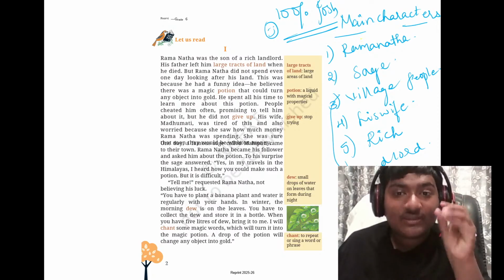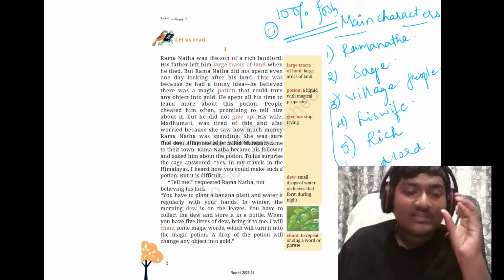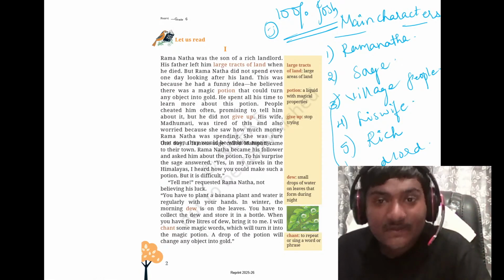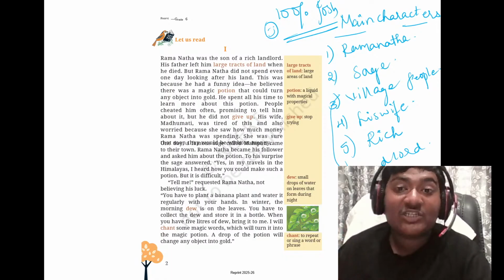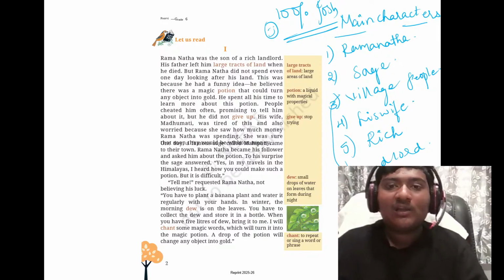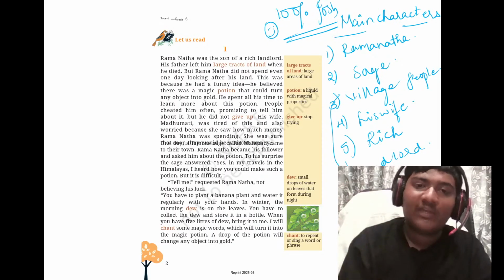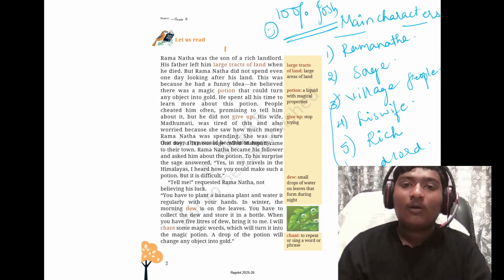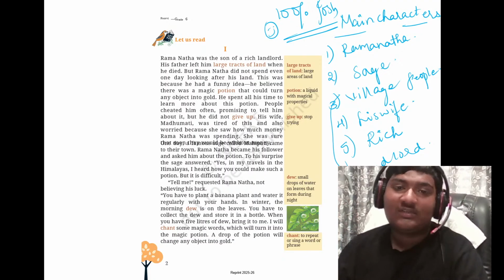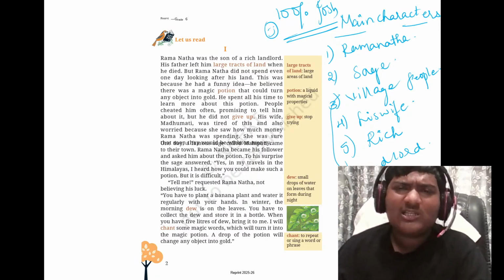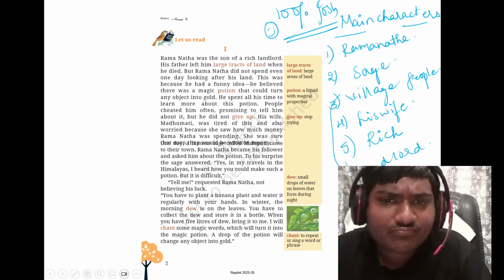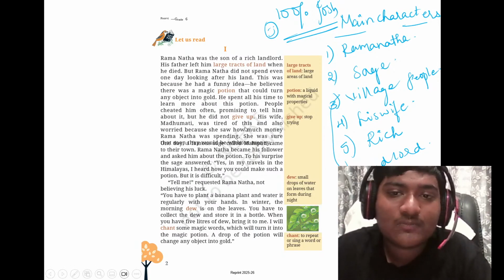A liquid with magical properties means there should be a liquid which helps to turn anything into something magical. That is a very important property, like for example, if we touch something, it should turn into gold. In such a way, he believed that there was a magic potion in his land, and all the stupid people in his village made a fool of him. He learned more about this potion.